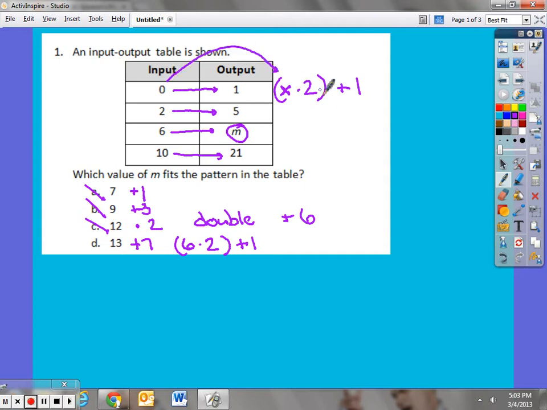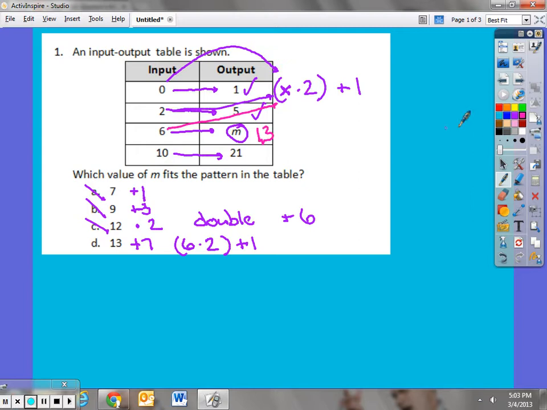Okay, 0 times 2 is 0. 0 plus 1 is 1. Hey, that works for that. Let's try inputting 2. 2 times 2 is 4. 4 plus 1 is 5. Hey, that works. Let's try 6. Let me change colors here. Let's try substituting in 6. Okay, 6 times 2 is 12. 12 plus 1 is 13. Hey, that's the final answer there.